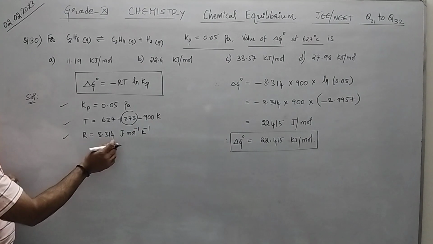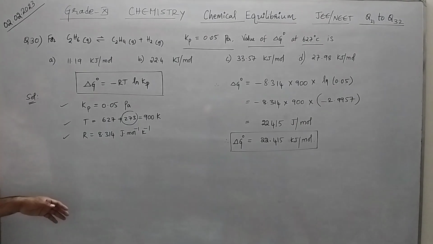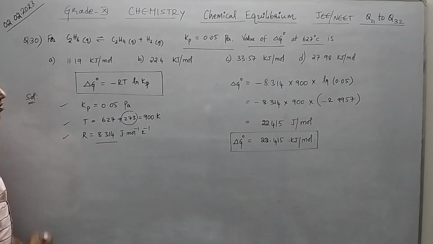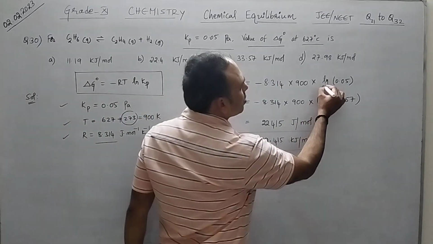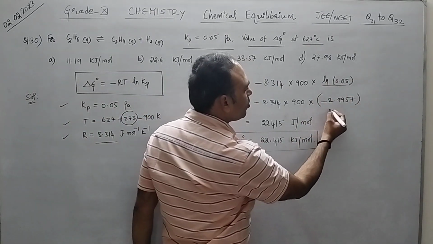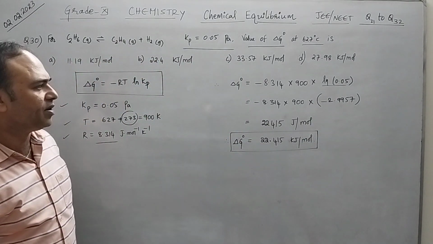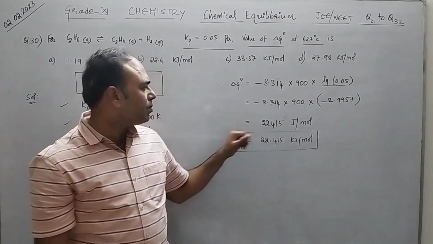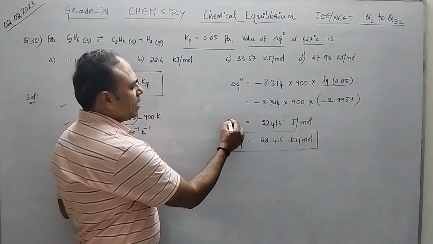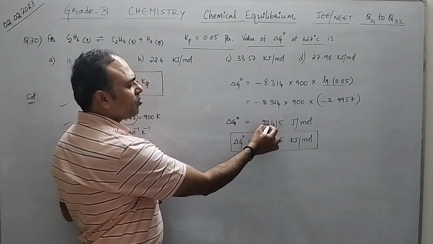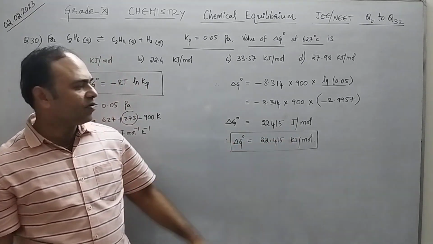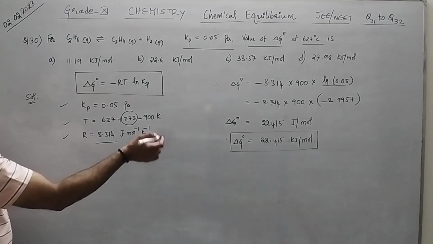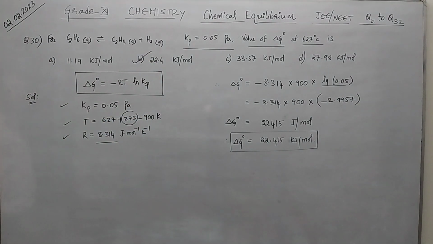And R, in terms of unit, you can see they have given joule per mole, hence the R value is 8.314. Now substitute that, and the natural log of 0.05 you got as minus 2.9957. Here minus into minus will become plus, and you will get the answer as delta G naught 22,415. So this joule you have to convert into kilojoule, hence you get 22.415. So what will be the value here? 22.4. Answer is B. Copy the solution. Let's move to question number 31.